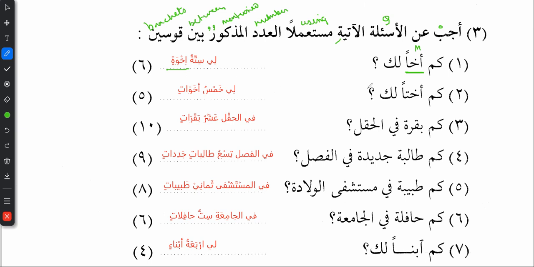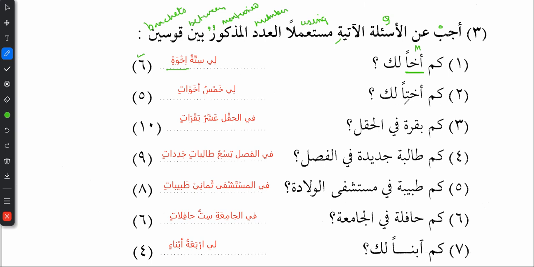The gender should be feminine. And now your number has the feminine number. There is a 6. So what do you call 6 in feminine? It's sittatu, with the ta marbuta. Now, when you read the question, first check what the counted noun is.